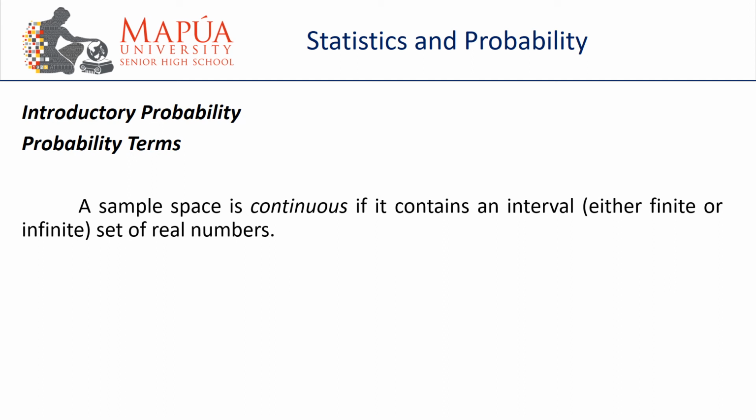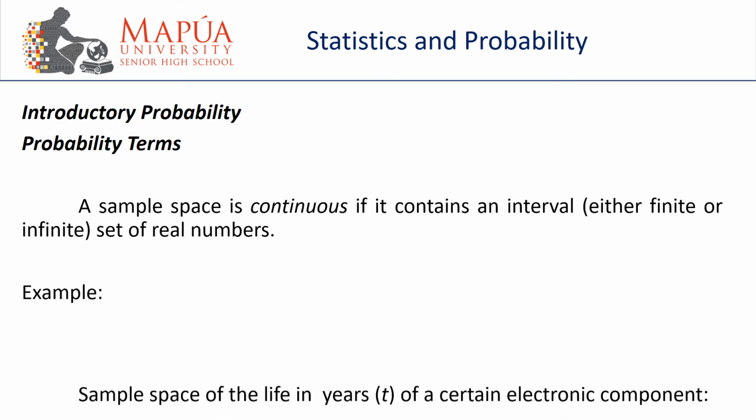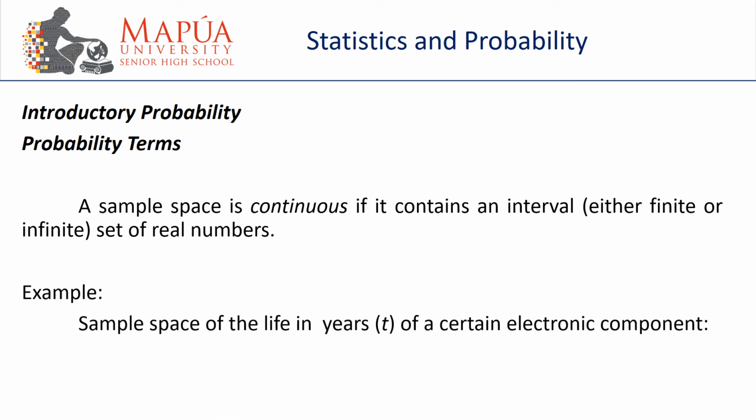However, a sample space is continuous if it contains an interval, either finite or infinite, of real numbers. For example, the sample space of the life in years of a certain electronic component. The sample space S could be T such that T is greater than or equal to 0.